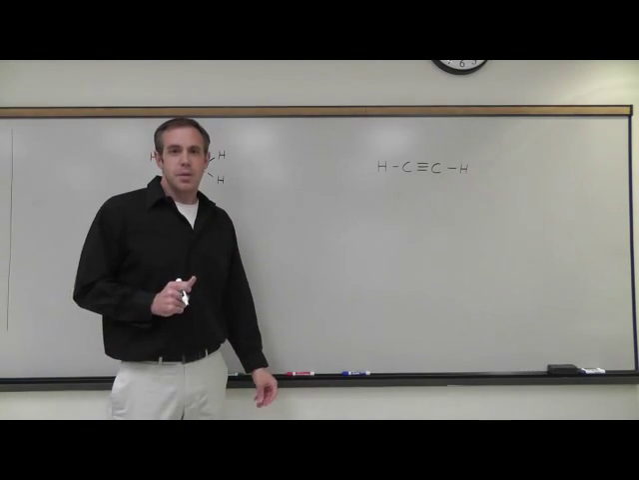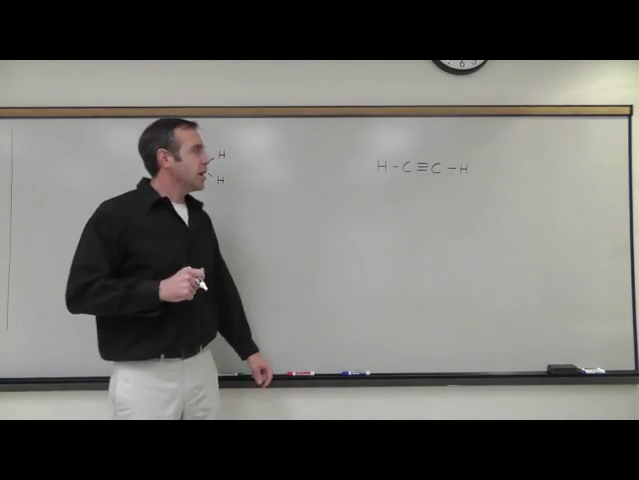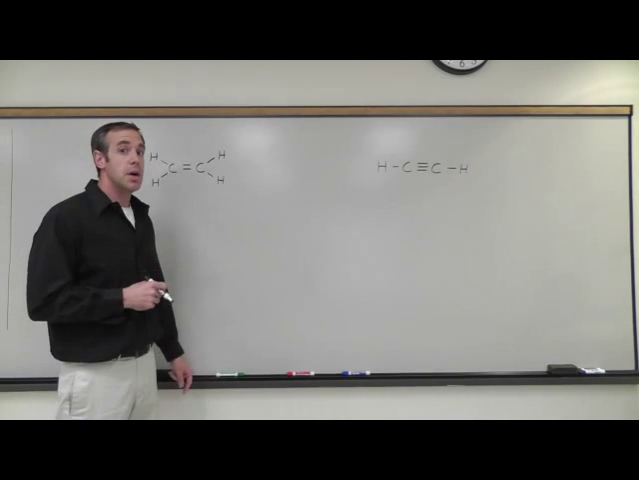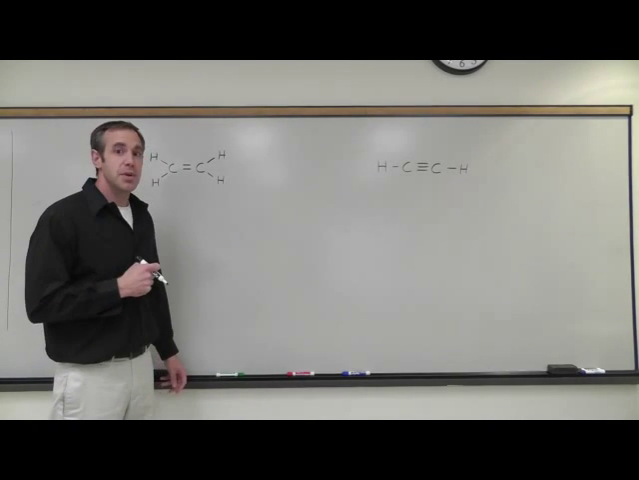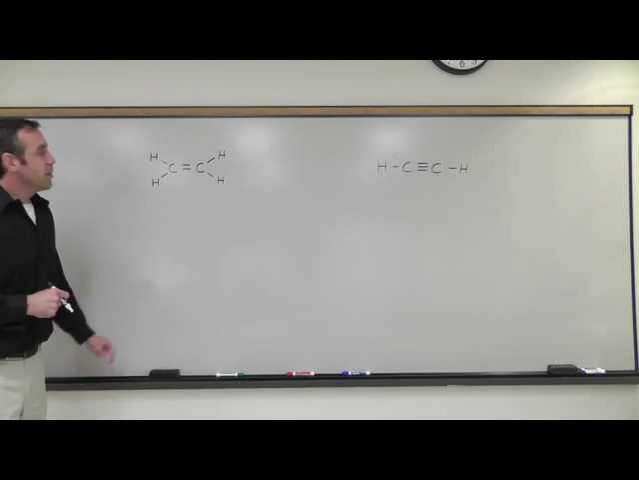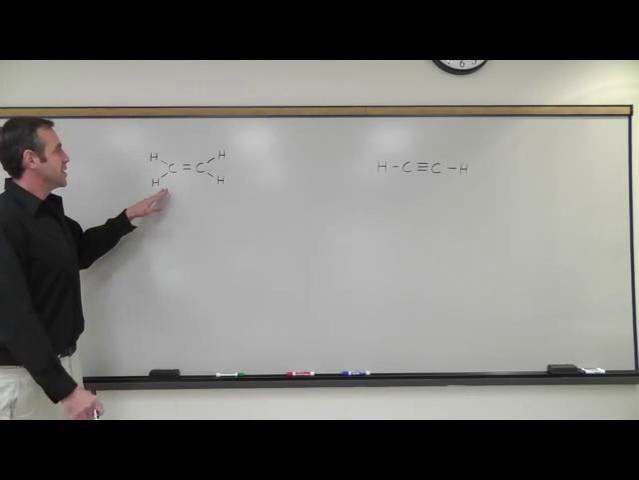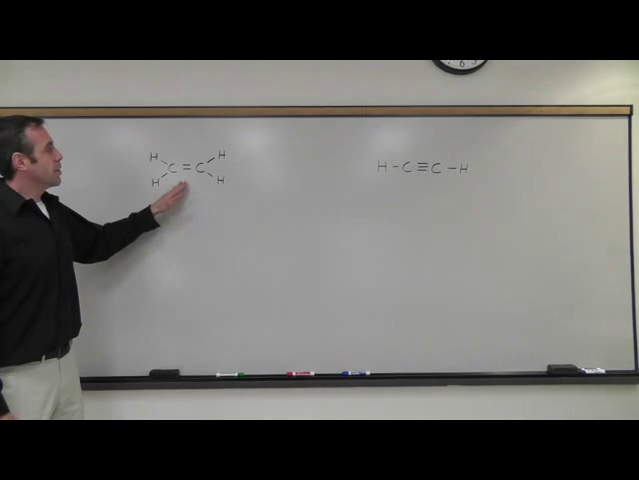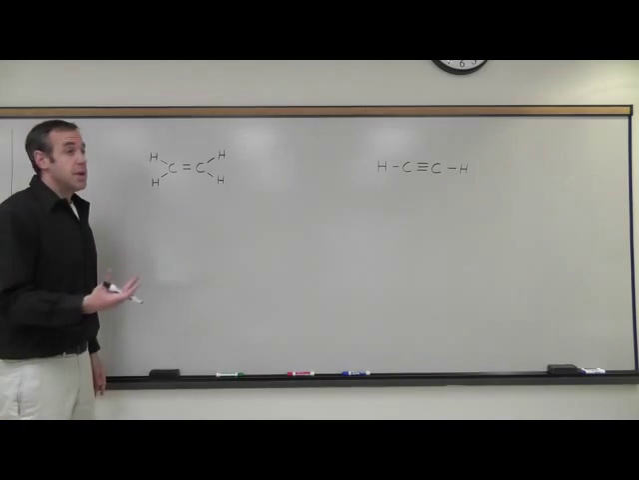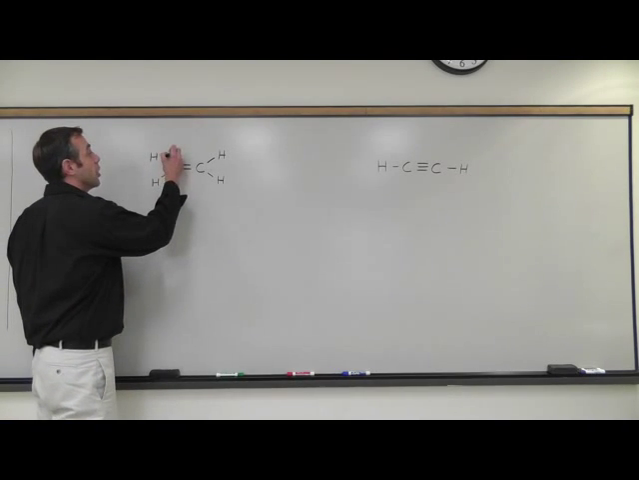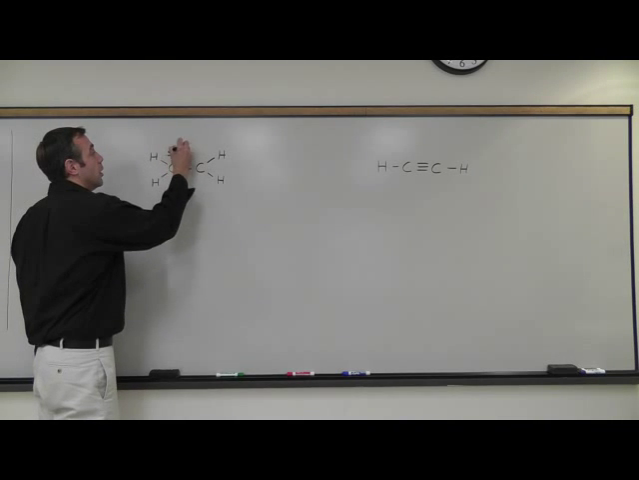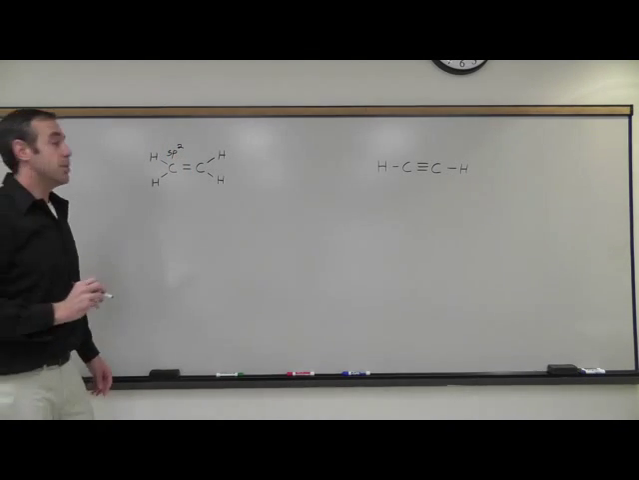Okay, welcome to lecture number 1. Right now we're going to explore more in depth about hybridization. We've already seen this molecule. This is ethene. It's got a carbon-carbon double bond. We already know that these two carbons are sp2 hybridized.